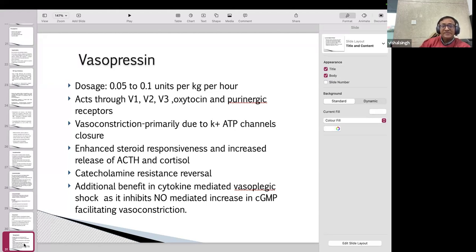And the enhanced steroid responsiveness is correspondingly due to the release of ACTH and cortisol, and vasoconstriction is due to the closure of the potassium ATP channels. It reverses catecholamine resistance to a certain extent by improving the steroid levels. At the same point of time, it inhibits NO-mediated increase in cGMP, facilitating vasoconstriction, especially in the septic shock scenario.